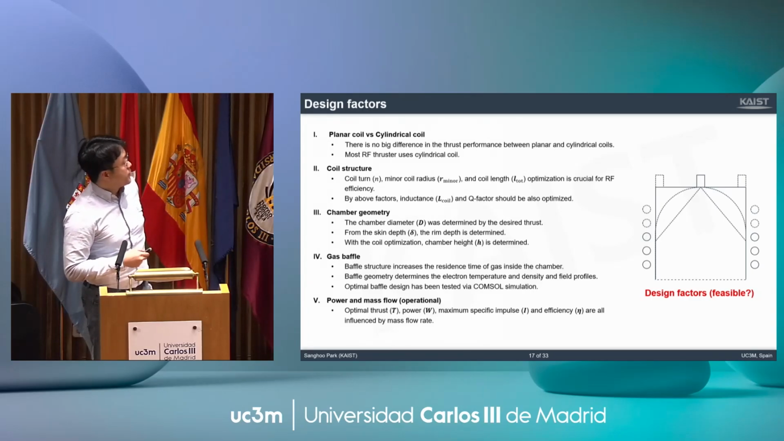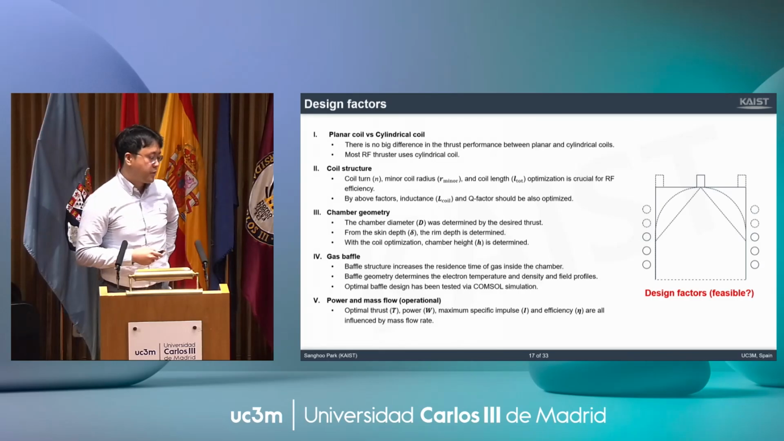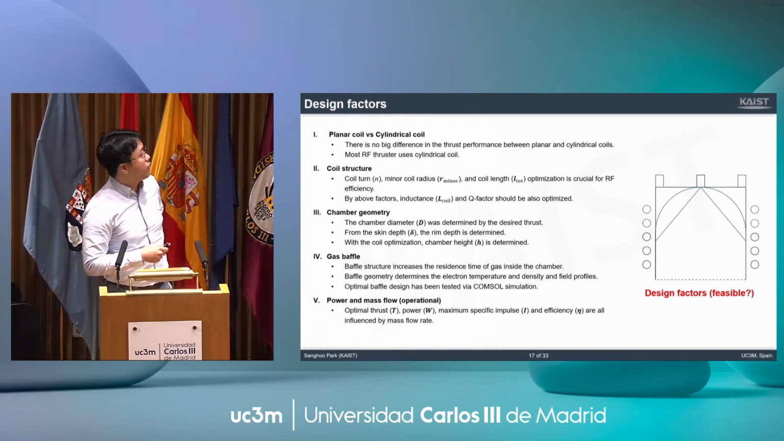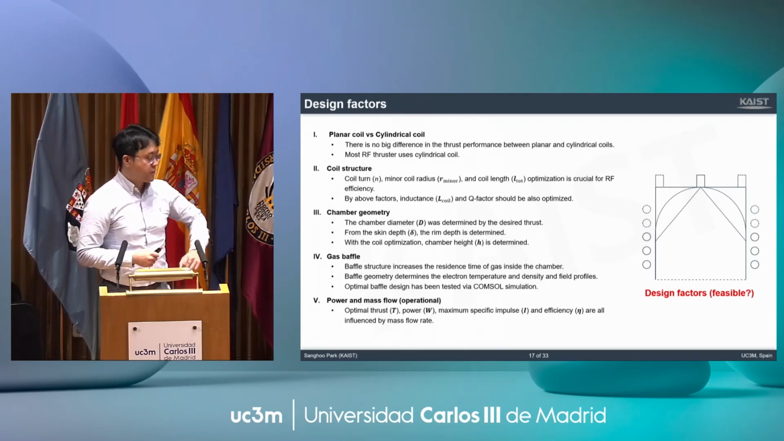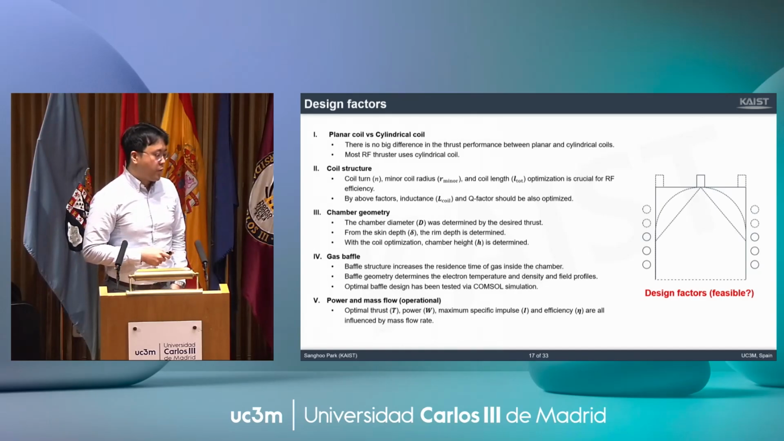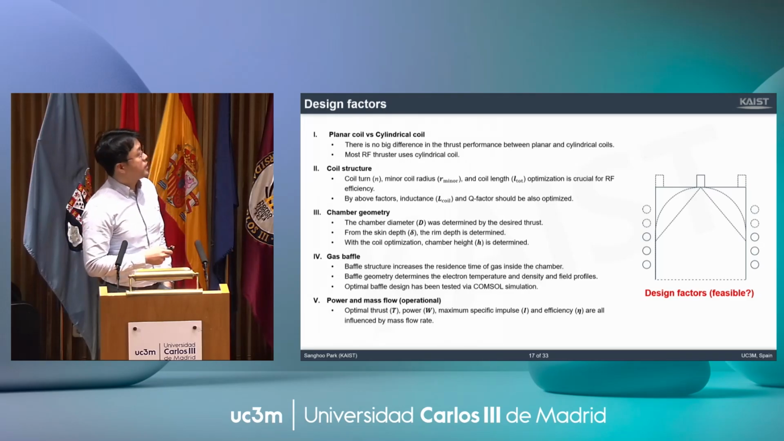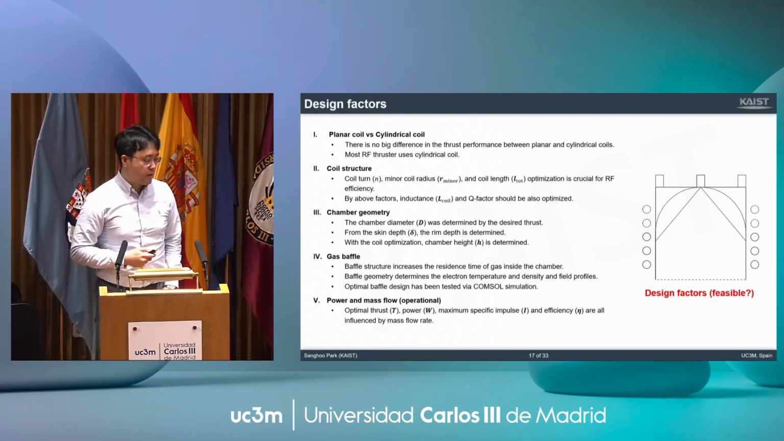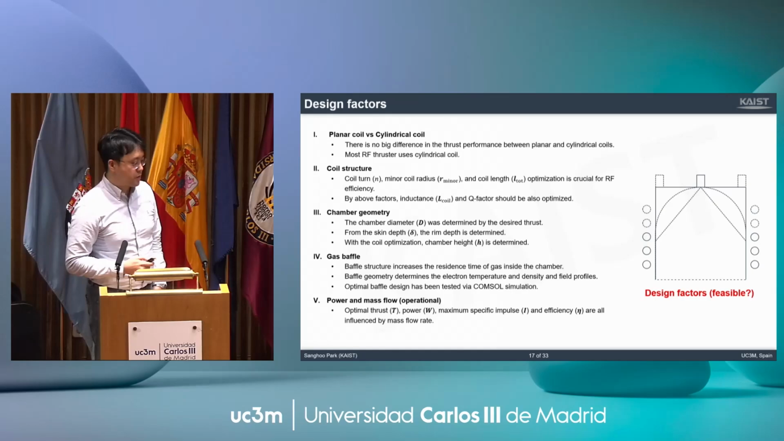And the last one is power and mass flow, and they are also very important for operating the radio frequency ion thruster. So we need to confirm the optimized power and mass flow of the xenon or propellant gas, considering all kinds of geometry. Okay, so numerical simulation helps us to optimize all these design factors prior to the manufacture of the prototype of the ion thruster.